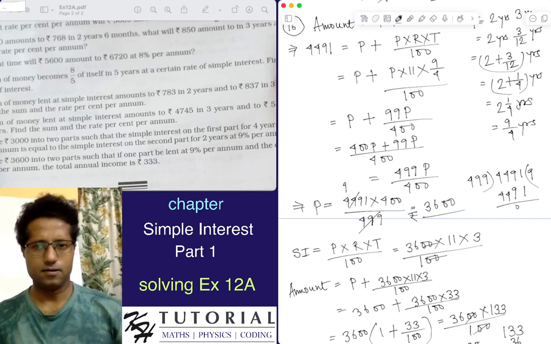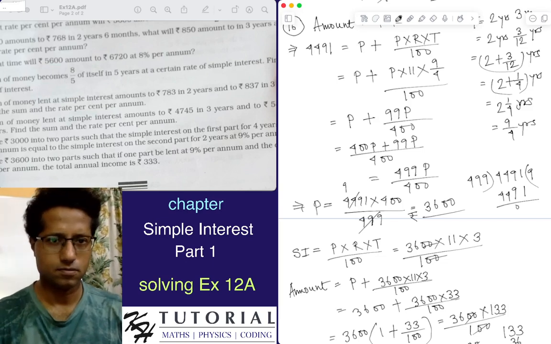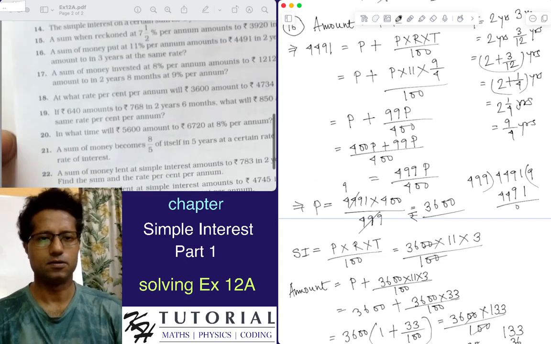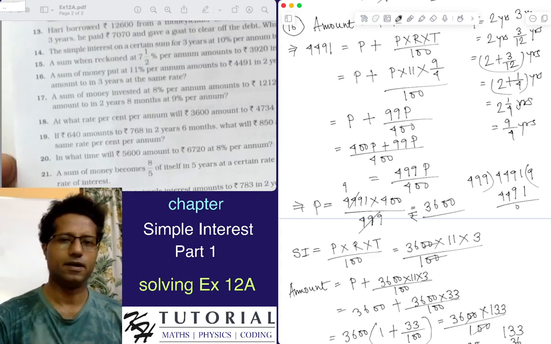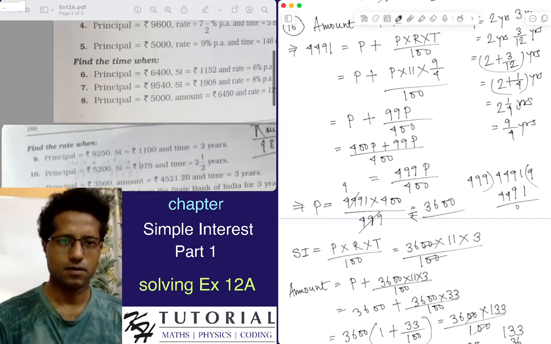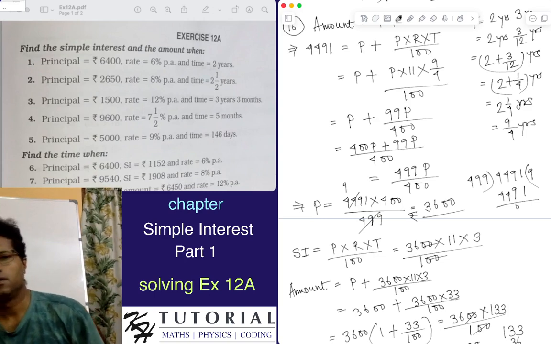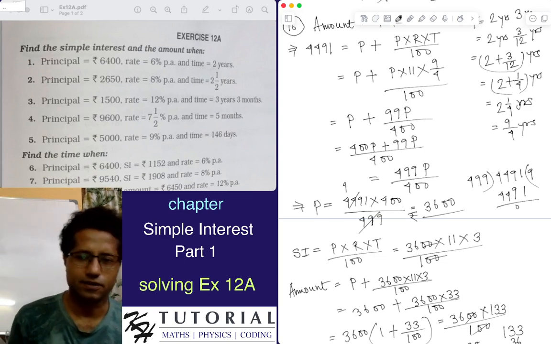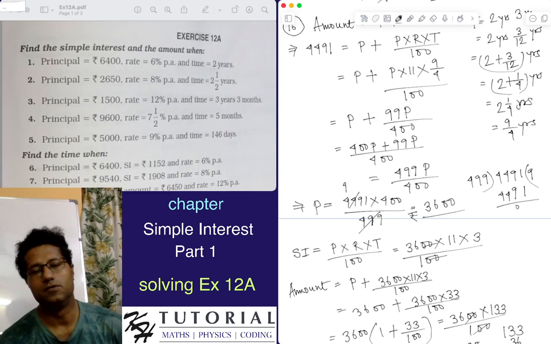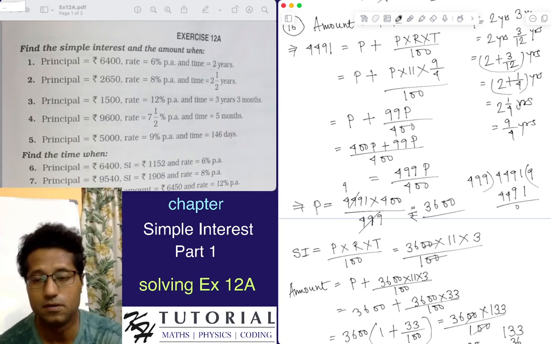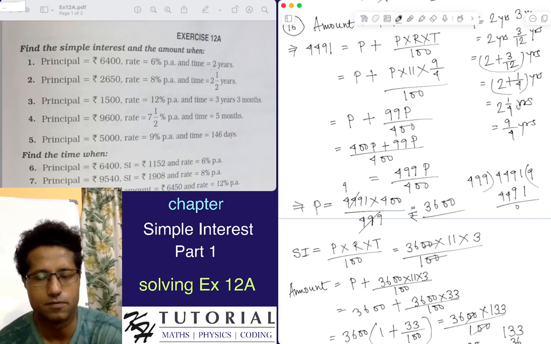So I will end the video here. Some few problems are left, but I think that most varieties of the problems I've solved, and you got a good idea of the concept of simple interest and the related terms like amount, sum, principal, rate percent, time period, and how to apply this concept in solving the problem.